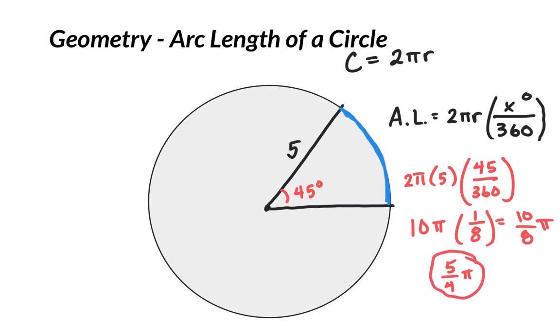Again, you could easily just use your calculator. You could even just type it in straight from here: 2 times pi times 5 times 45 divided by 360, and you would get the answer.